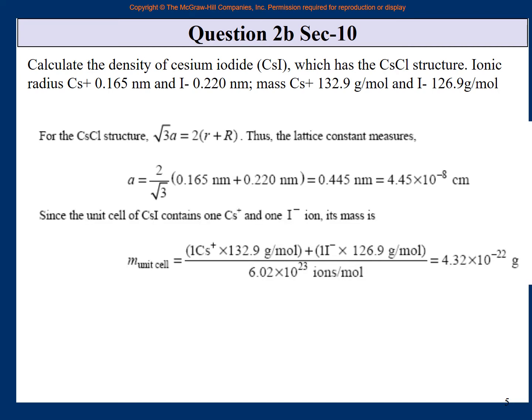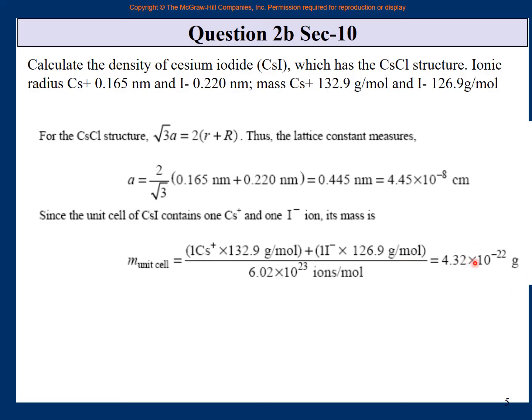Next step, we know that in cesium chloride structure, there is only the equivalent of two atoms total, one cesium atom and one, not actually atoms, ions, right? There is one cesium ion and its mass is given. There is one iodine ion, its mass is given. So because it is gram per mole, therefore you divide by Avogadro's number, 6.023 into 10 raised to 23. Solve it. It is roughly 4.32 into 10 raised to minus 22 gram. Right. So this is the mass now.